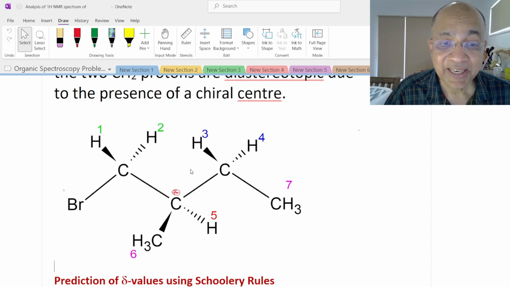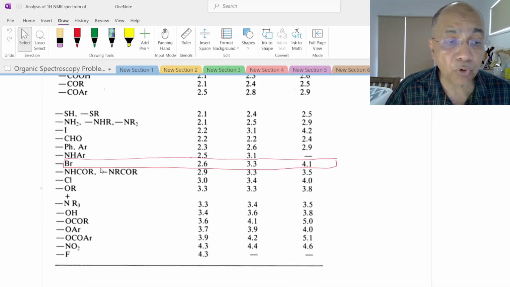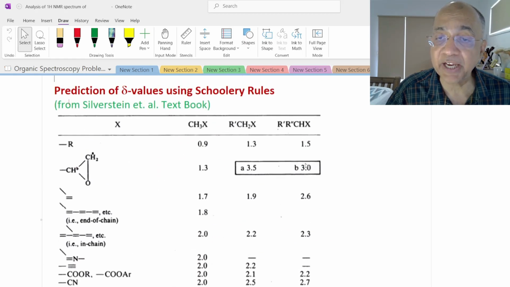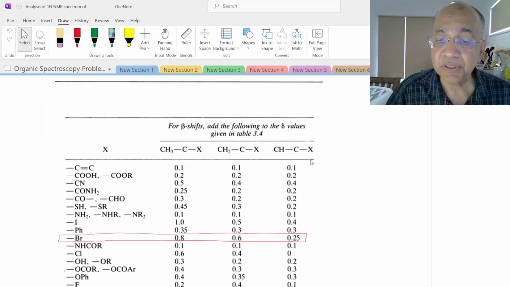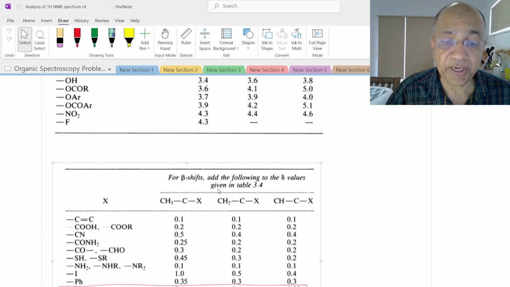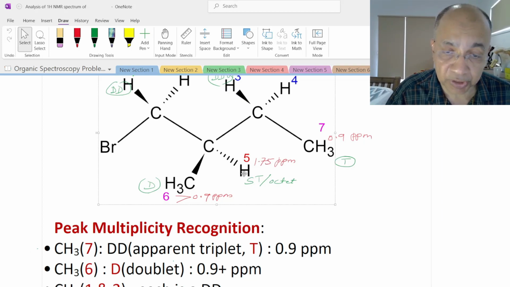2 peaks. And this methine, which is having a beta bromo, methine usually is 1.5 without any further increment, but the beta bromo adds 0.25, so 1.5 plus 0.25, that will give you the value of 1.75. So our predicted value is 1.75 for this methine proton.